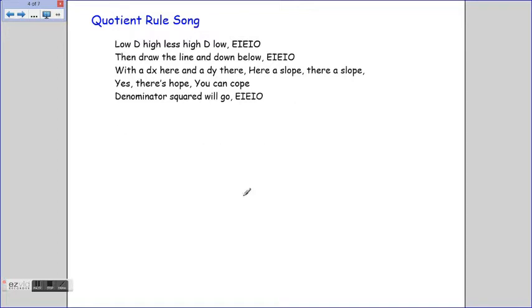I usually say it normally as low, low, which reminds me that I'm supposed to square the bottom part. Maybe that'll help you, or maybe you'll just memorize the equation.